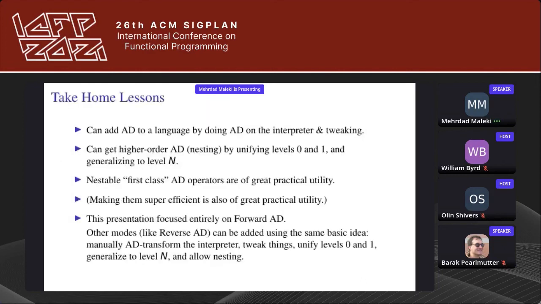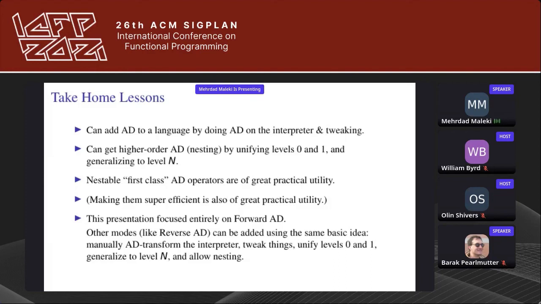But as a take-home message, we can add AD to a language by doing AD on the interpreter and tweaking, and we can get higher order AD by nesting unified levels 0 and 1 and generalizing these to arbitrary level n. And first-class AD is a nestable operator of great practical utility, and it's also making them super efficient.